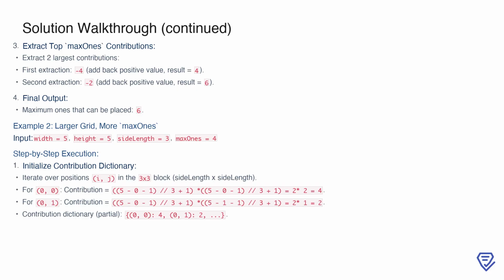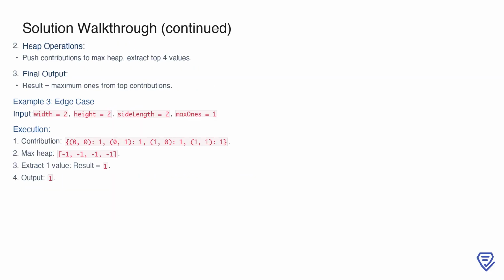Moving to a larger grid example, we now have width equals 5, height equals 5, side length equals 3, and maxOnes equals 4. In this case, we follow the same process, iterating over the 3x3 block to calculate contributions. For instance, position 0, 0 contributes 2 * 2 = 4, and position 0, 1 contributes 2 * 1 = 2. This builds a partial contribution dictionary, starting with (0,0): 4, (0,1): 2. After constructing the contribution dictionary for the larger grid, we push all contributions into a max heap and extract the top maxOnes values. Since maxOnes is 4, we extract the 4 largest contributions and sum them to determine the final result.